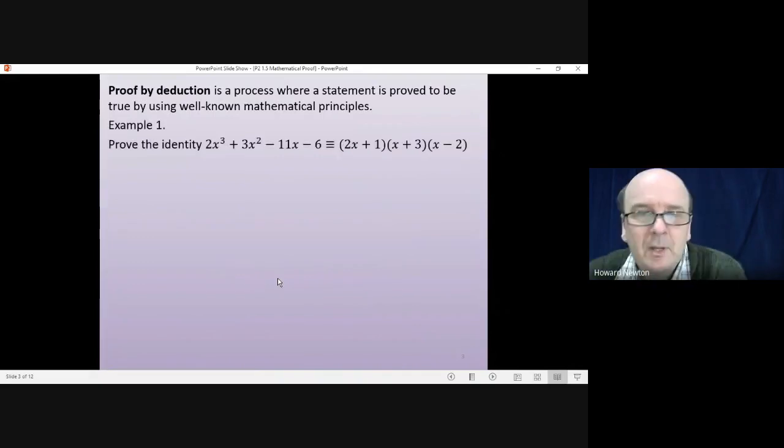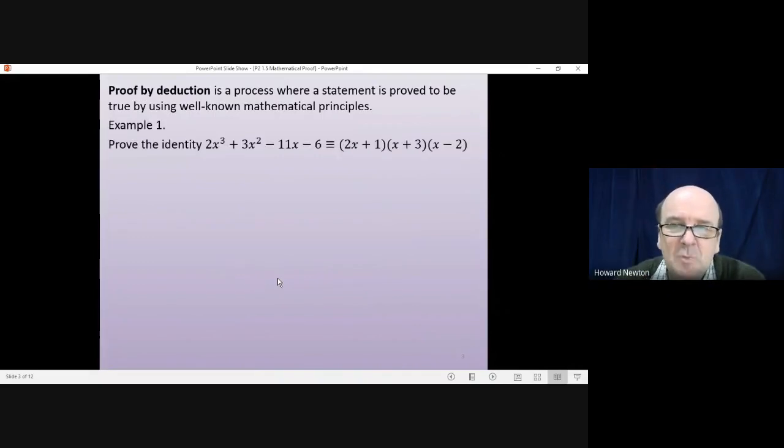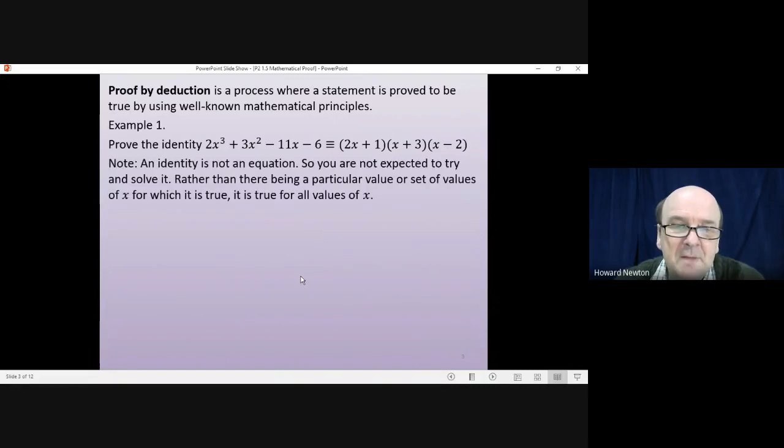So example 1, prove the identity 2x cubed plus 3x squared minus 11x minus 6 is identical to this. Now, a couple of things before we have a go at this. First of all, what's meant by an identity? Well, an identity is not an equation. An equation is something which is true for some values of x, and you have to try and find those values of x. But with an identity, you're not expected to try and solve it. It's true for all values of x. So rather than there being a particular value or set of values for which it is true, it's always true.